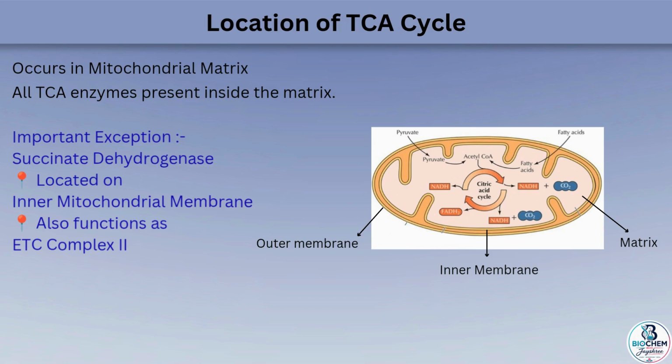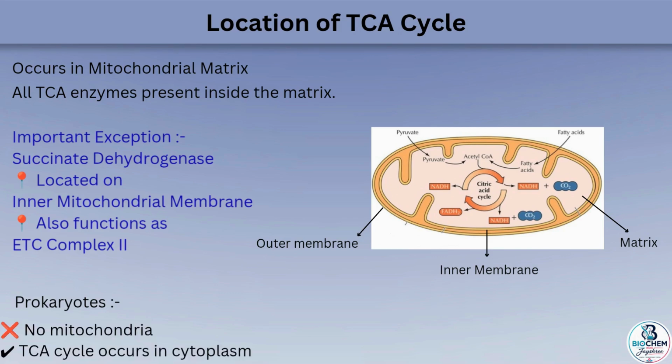Now, what about prokaryotes? Since bacteria do not have mitochondria, the TCA cycle takes place in the cytoplasm. So, in case of eukaryotic cells, it takes place inside the mitochondrial matrix, and in case of prokaryotes, it takes place inside the cytoplasm because they lack mitochondria.